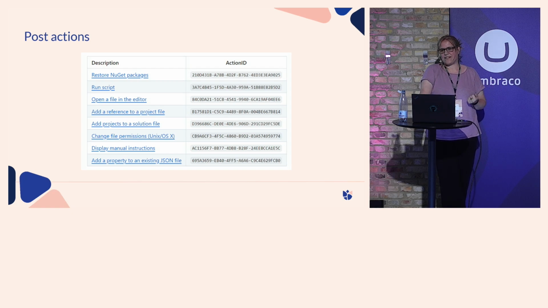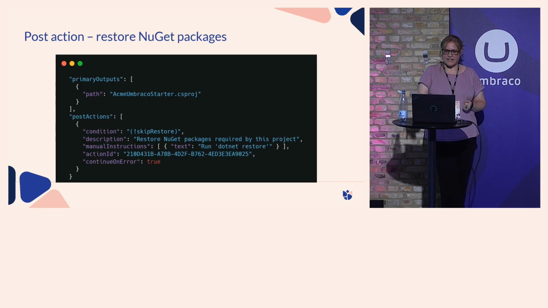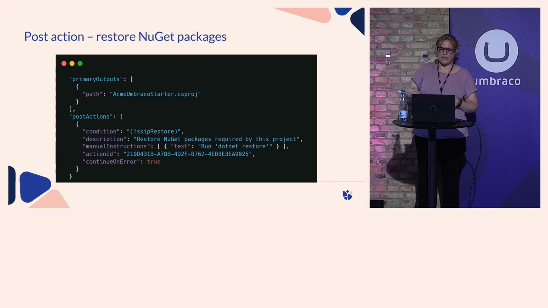You can display manual instructions. I love the idea of that. You're going to just spit out loads of text to tell your person who's run the template, now do this. Sure, why not? This is an example of the restore NuGet post action. You would need to define your primary outputs because the NuGet restore needs to know which project it is, or projects, you can have multiple ones, that you want it to run .NET restore for.